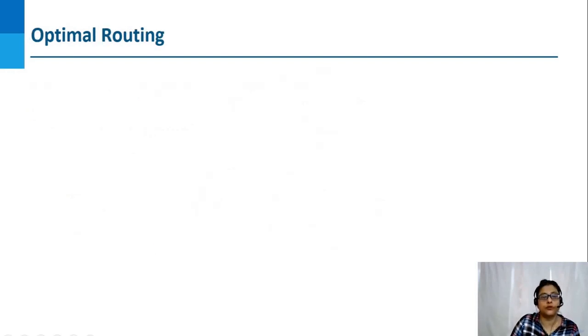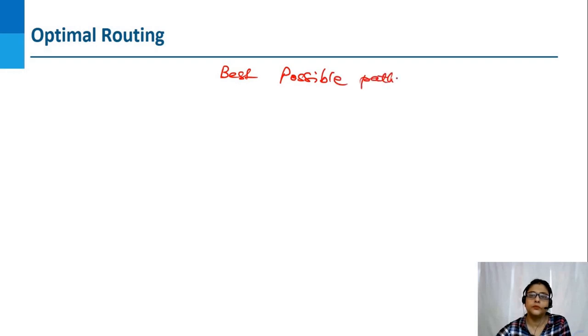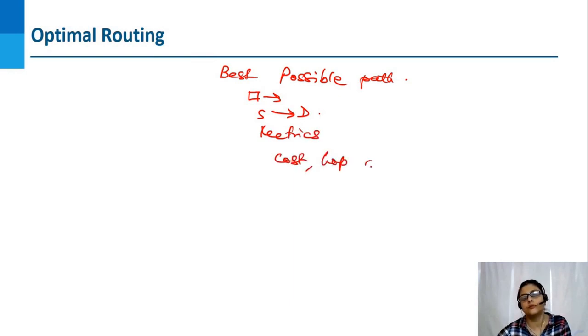Next we go to optimal routing. We have already learned about the meaning of optimum path in a previous video. Optimum path means the best possible path which a router must adopt to forward the data packets from the source to the destination based on several metrics like cost, like hop count, like throughput or delay, etc.